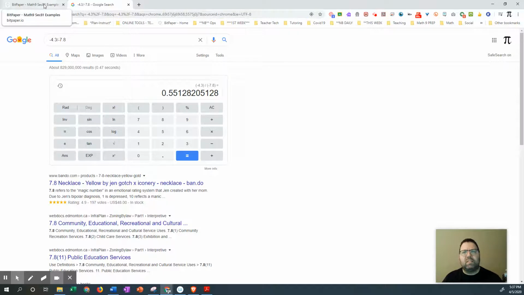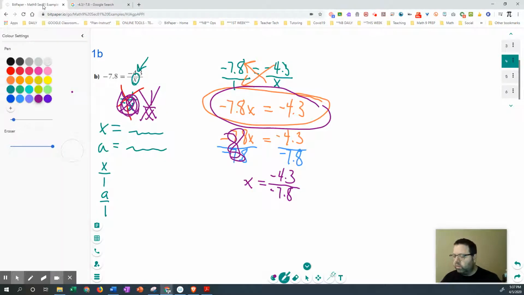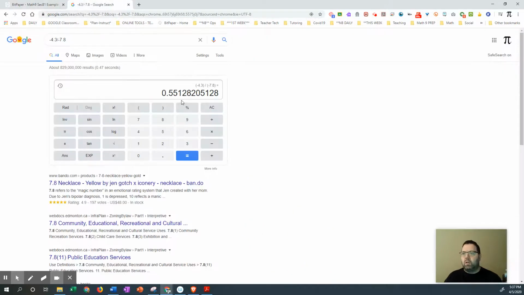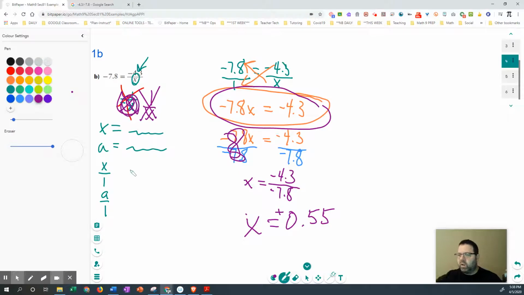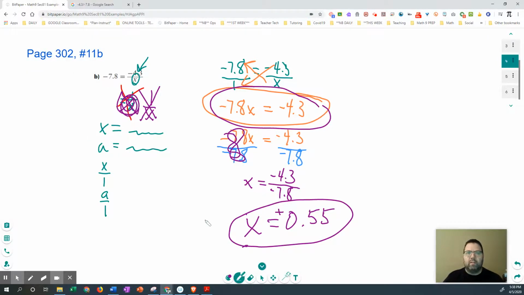I believe it says to the nearest hundredth. So the nearest hundredth in this case would be, if my short-term memory is good, 0.55. Now you know that a negative divided by a negative is going to be a positive, so this answer is definitely going to be positive. I'm just going to double check my rounding. Yes, this is a 1, so this is correct. Okay, so our answer for 11B. All right, I'm just going to pause for a sec and switch to the next question.